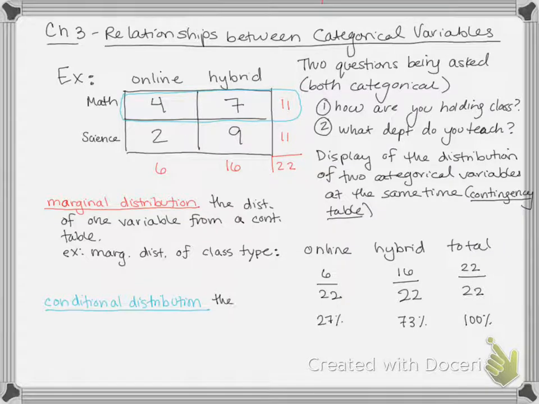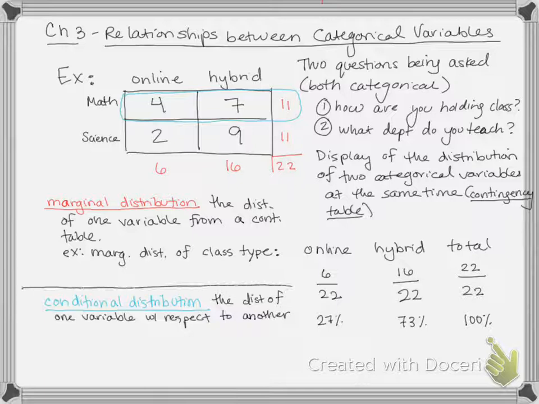So this is going to be the distribution of one variable with respect to another, okay? So we've chosen a category in one variable, and now we're looking at the others. So think about what we've chosen here. I'm going to draw a little line here because I want to make sure conditional is totally separate from marginal. All right, so it's the distribution of one variable with respect to another.